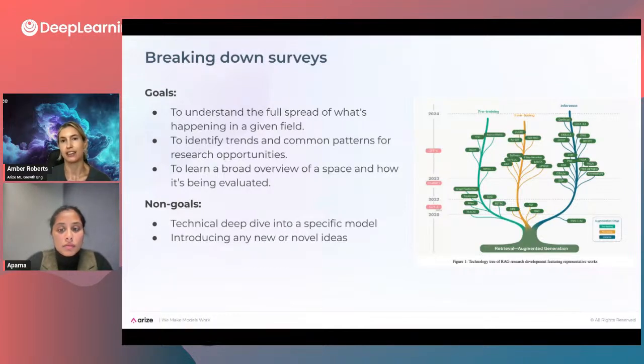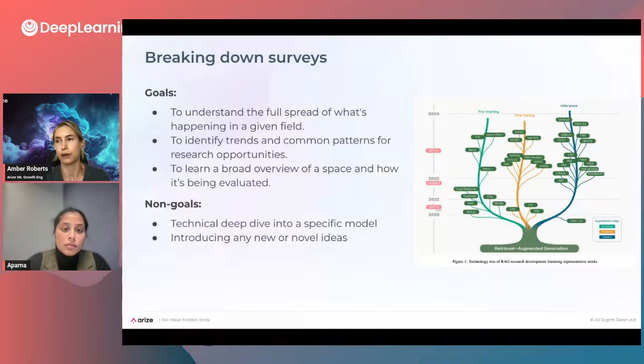If you're in the area of AI research, or you want to learn more about AI research, looking for trends and patterns from these surveys is key, because you'll know where most of the research is focused and what people are spending the most time, effort, and money on in terms of research categories. But also you might be able to understand if there's an area that's not very well explored, and then you can start diving deeper into those opportunities. And then to learn a broad overview of the space and how it's being evaluated.